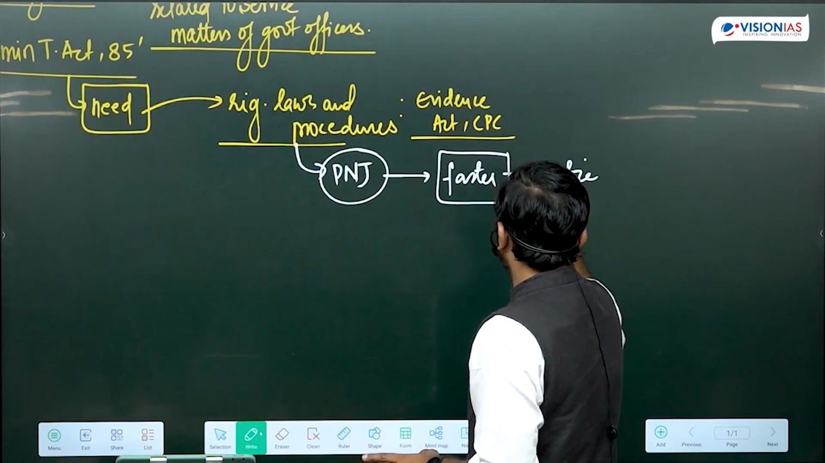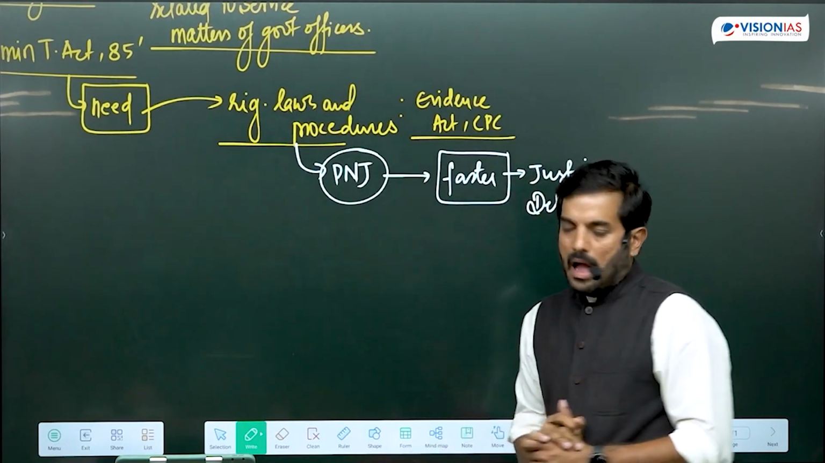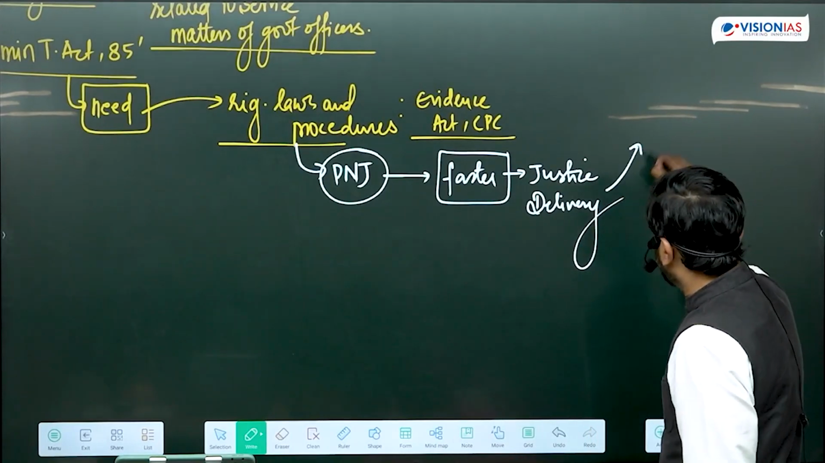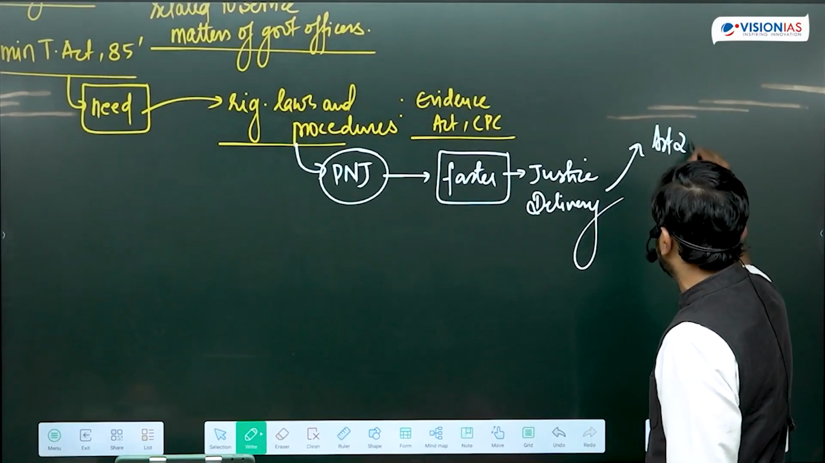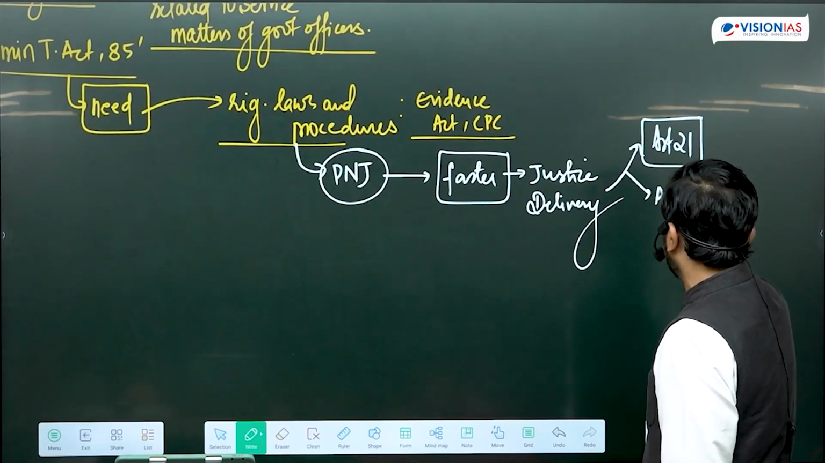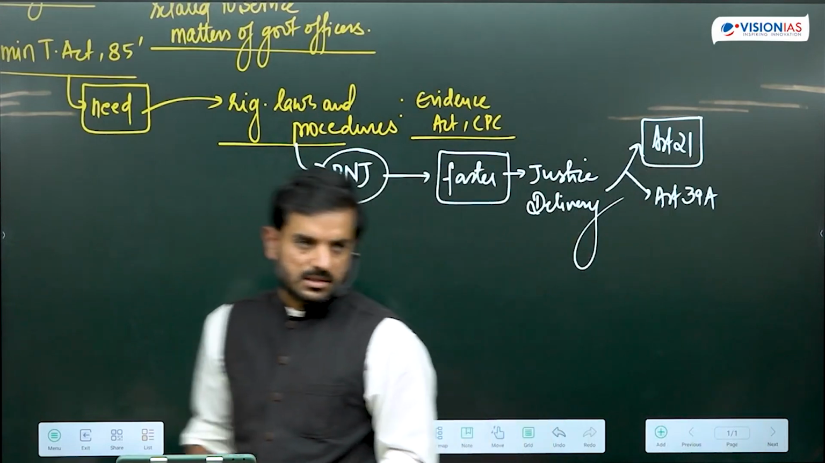So it leads to faster justice delivery. Now that you have written this, how can you differentiate from your competitor? Talk about how it helps in achieving the goals under Article 21 of the Indian Constitution, or the goals under Article 39A of the Indian Constitution. That's where you will get extra marks.